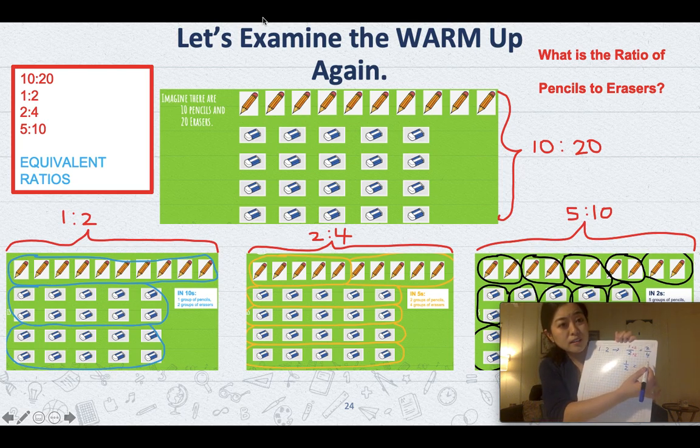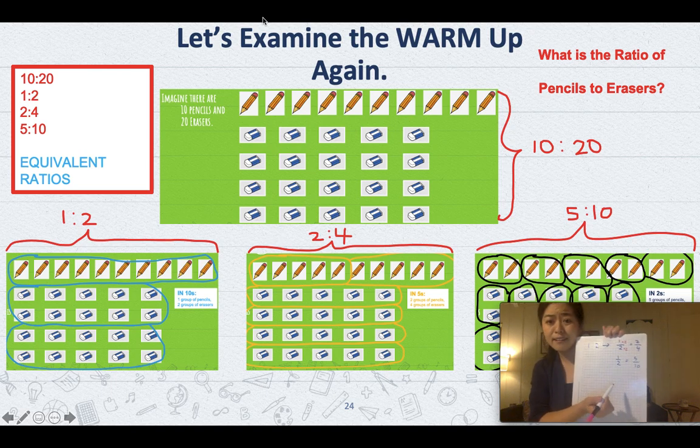Is it equivalent to 5 to 10? Can I multiply or divide by a common factor here to get 5 to 10? Yeah, I can multiply it by a 5 in the numerator and a 5 in the denominator. I can multiply the first term by 5 and the second term by 5, and I will get 5/10. So 1/2 and 5/10 are equivalent.